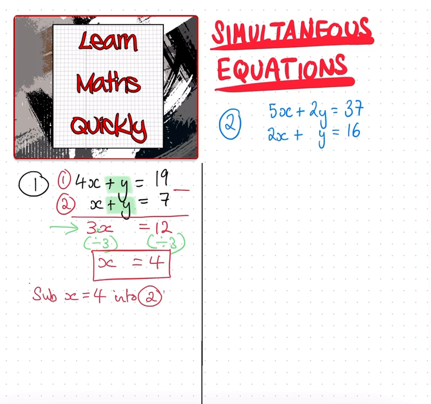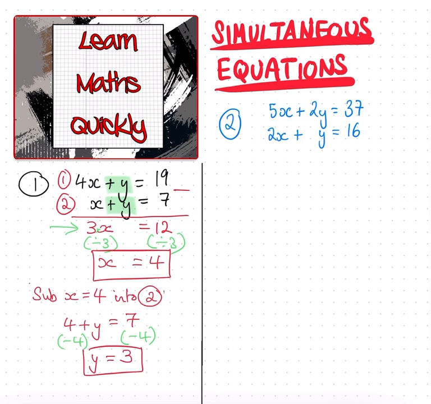So we're going to substitute x equals 4 into 2. Instead of writing x plus y equals 7, we're going to write 4 plus y equals 7. And then it's just the same as normal algebra where you do the inverse operation. So you're subtracting the 4 to leave the y by itself. So you're left with y equals 3. Now you've got x equals 4, y equals 3. If you'd like, you can substitute these numbers into the above equations just as a way of checking.